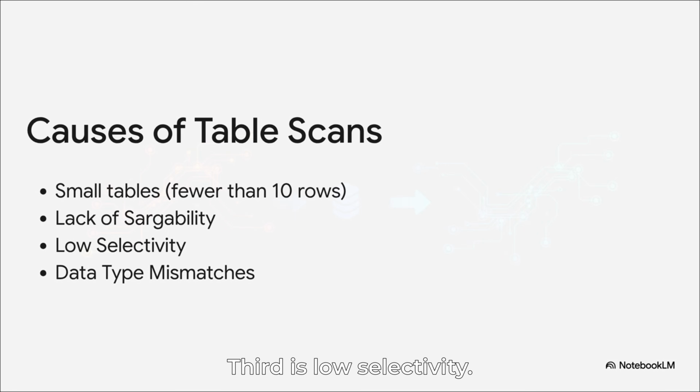Third is low selectivity. If your query matches 30% or more of the table, MySQL figures it's just faster to read the whole thing sequentially. And finally, data type mismatches, like comparing a numeric column to a string, cause implicit conversions that completely disable indexes.